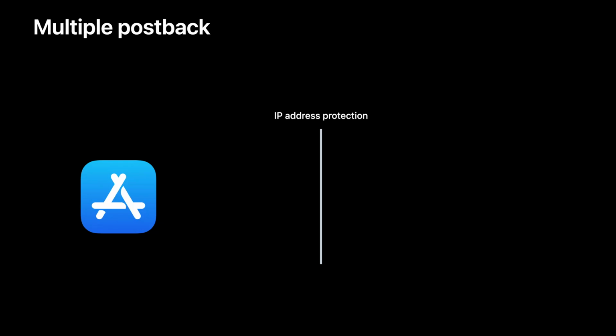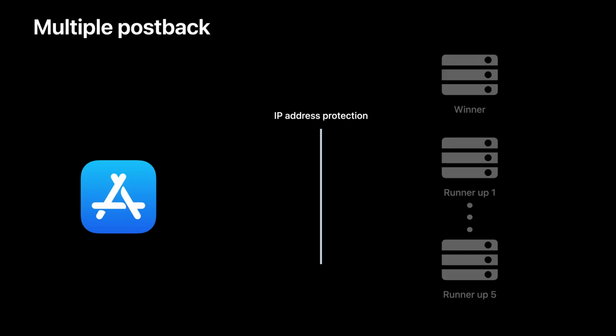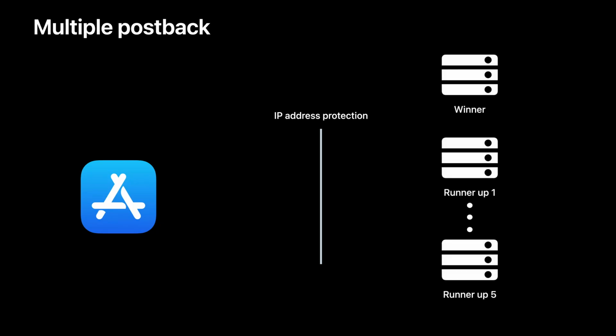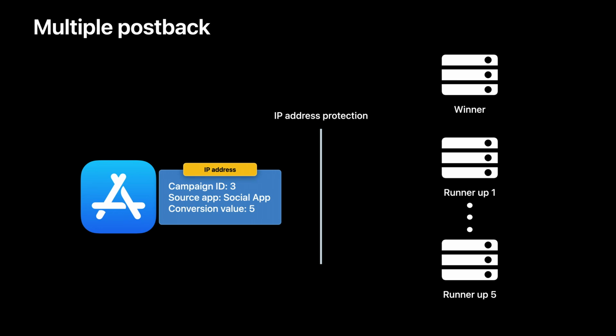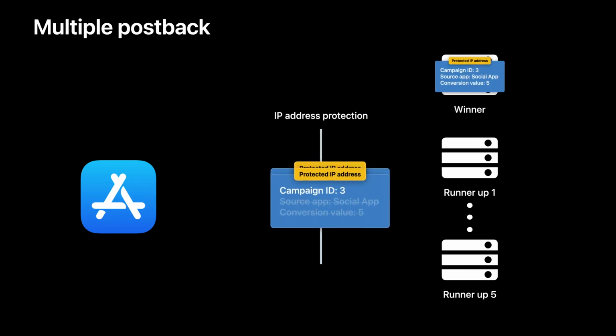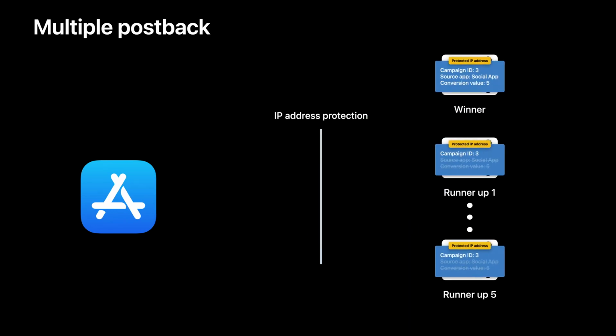iOS 14.6 introduced multiple postback and IP address protection. Now, SKAdNetwork supports sending reports to a winner network and up to 5 runner-ups. The winning network is determined by the last impression that occurred before the conversion. When a report is generated, the winner has the possibility to receive the crowd anonymity-controlled values, like the source app and conversion value. Runner-ups will not get this information.